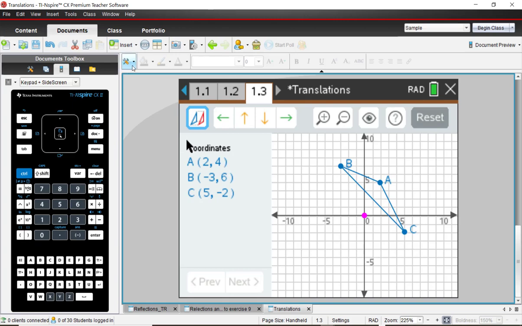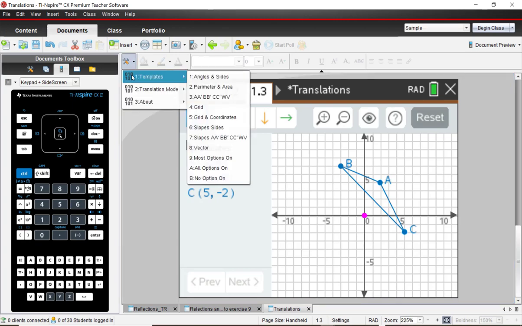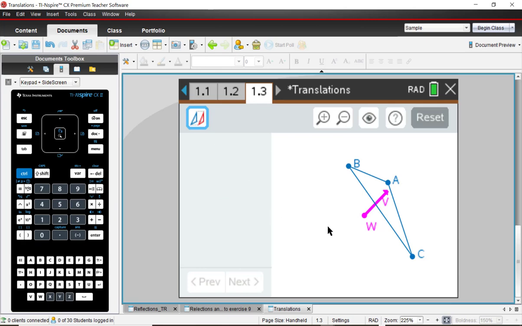All right, so let's go ahead and change the template. Go to Tools, Templates, and we're going to go down to number 8, Vector. So what we want to do is translate triangle ABC about vector WV. So I'll use the translate tool there. And you'll notice those are the corresponding segments that connect corresponding vertices. And do they look like they're the same slant and the same distance? I think you'd have to agree, yes.